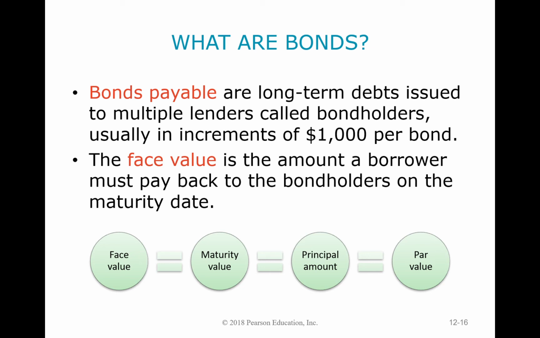So the face value is what is paid back at the maturity date to the holders of the bond. So what we can see here is face value is the same thing. We have different terms for this. Face value is the same as the maturity value, which at the beginning is the same as the principal amount, and which is equal to what we'll see later on as par value.